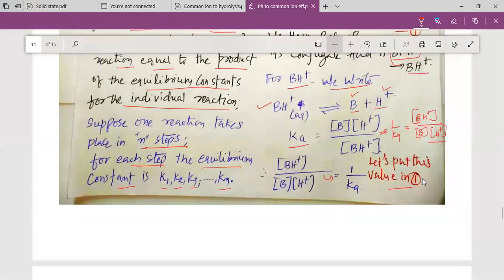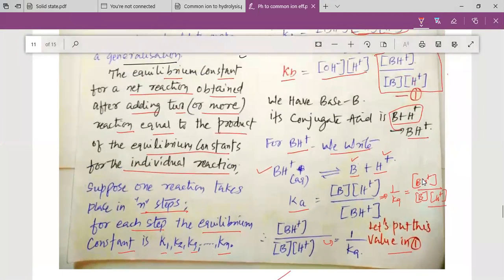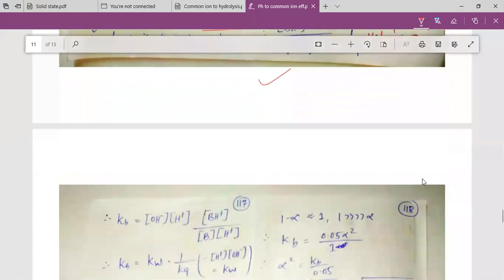Please look into that. You will realize that these two are exactly the same. You can see these two, you can correlate them. These two values are the same. So we should put 1 upon Ka instead of that. So here we will write 1 upon Ka, and finally we will get Kb is equal to the concentration of OH minus multiplied by the concentration of H plus into 1 upon Ka. So this is going to be our next equation.